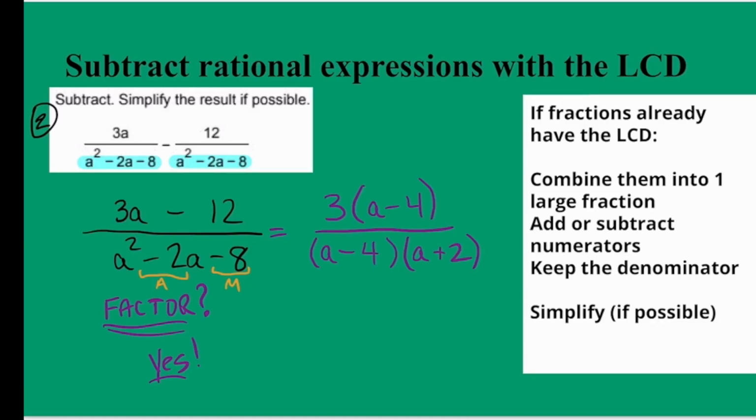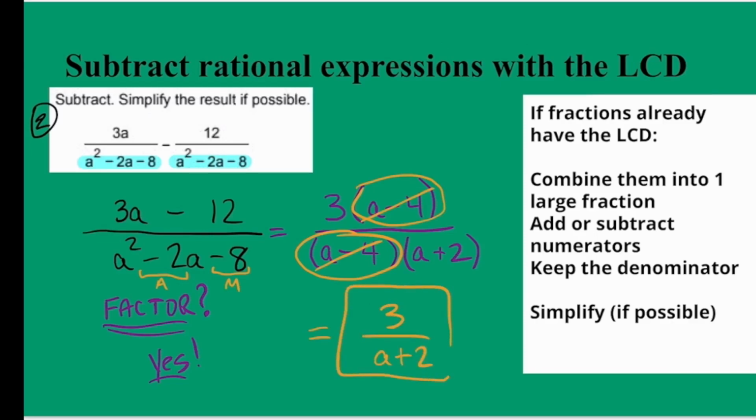So now that we've factored, we can simplify this. We have a minus 4 in the numerator and a minus 4 in the denominator. I can divide those. That's going to give me 1, so they're going to cancel. And our final answer is going to be 3 over a plus 2. And that's the second example where there is some kind of factoring involved.